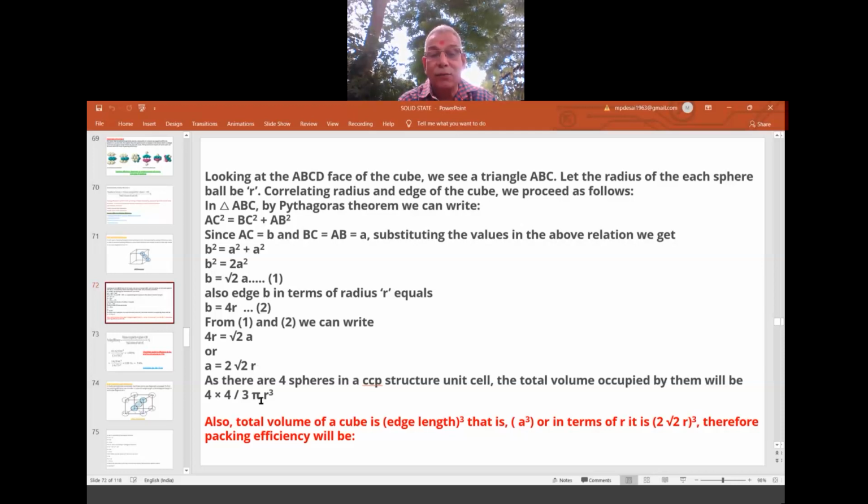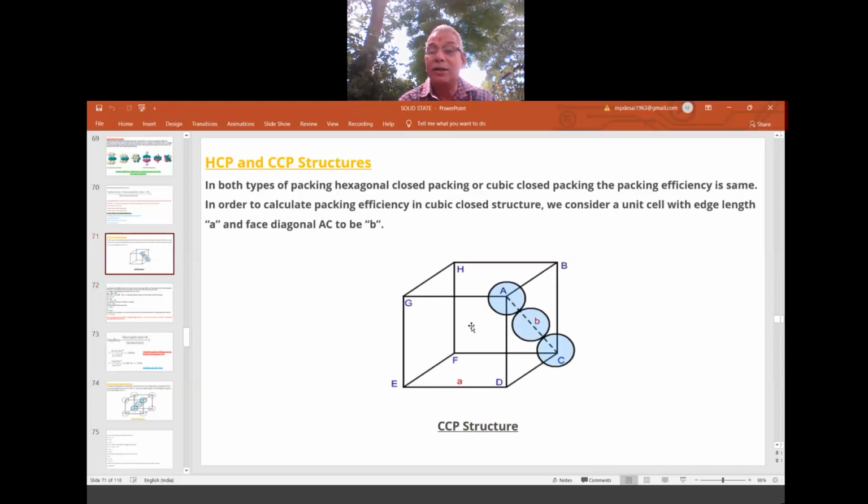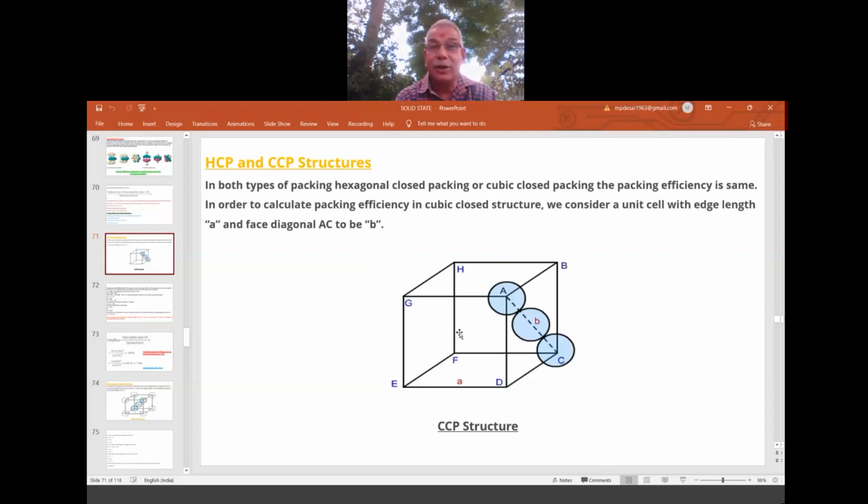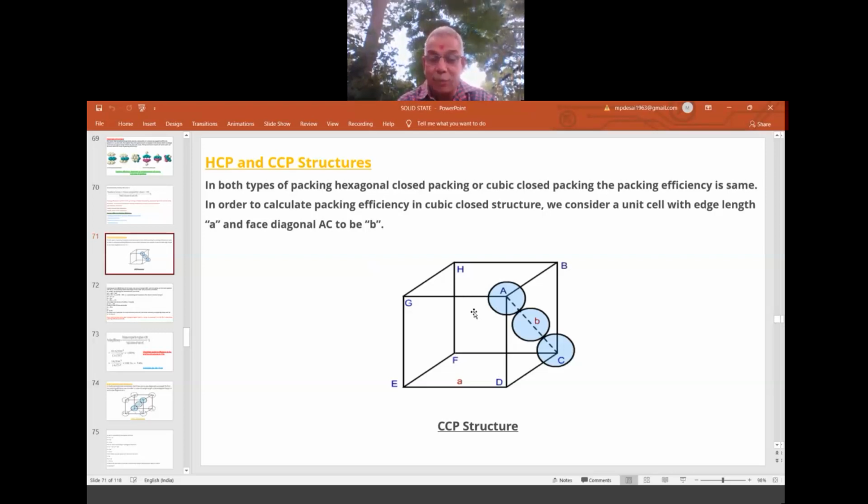Now as there are 4 spheres in CCP, please see how many particles are there in this unit cell. There are 8 corners occupied by the 8 spheres. 8 spheres are there, agreed. But what is the contribution of this one sphere towards this unit cell? Towards this unit cell, it is 1/8 contribution. Okay. So 1/8 of 8 equal to 1. So that means in this unit cell, because of the 1/8 contribution of the 8 corners, it is 1 unit cell contribution.